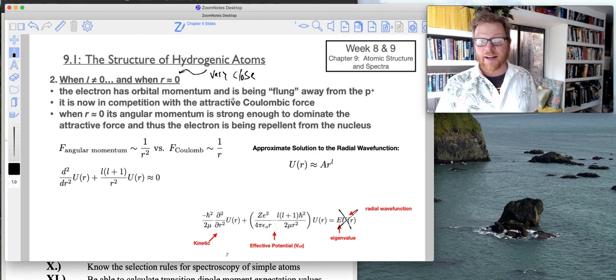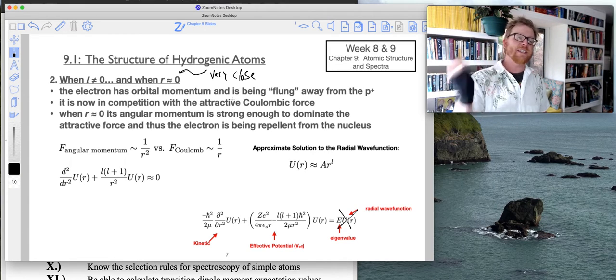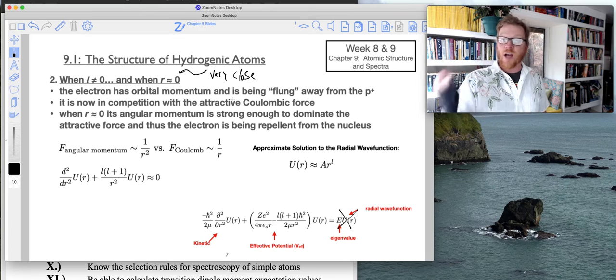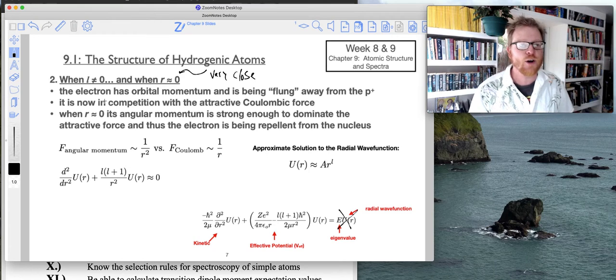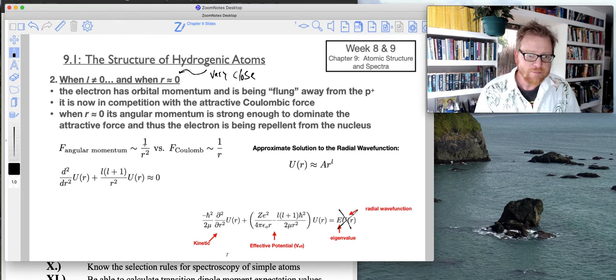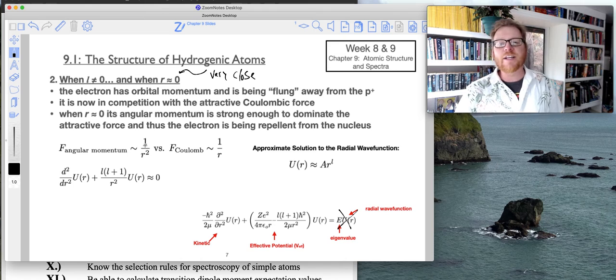So this same thing is happening to the electron. The electron's whizzing around the proton at great speed and thus it has a large enough angular momentum that the attractive force is no longer important. So when R is equal to 0, its angular momentum is strong enough to dominate the attractive forces, and thus the electron is being repelled from the nucleus.